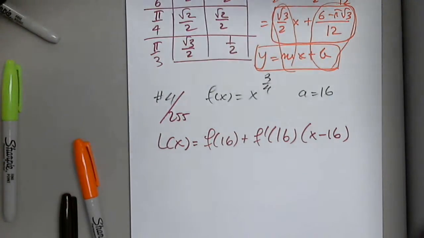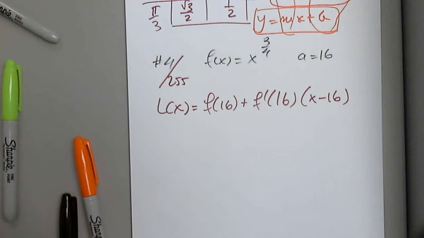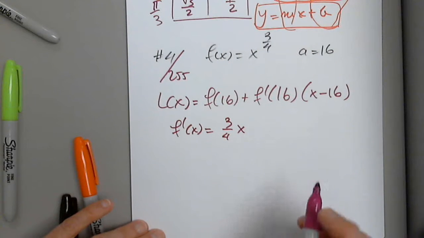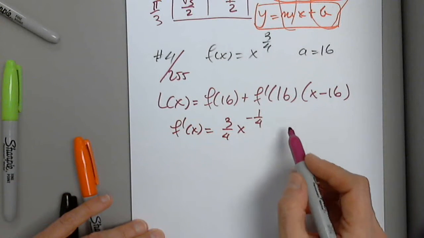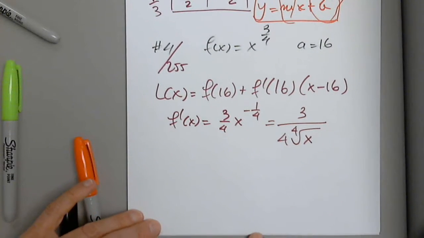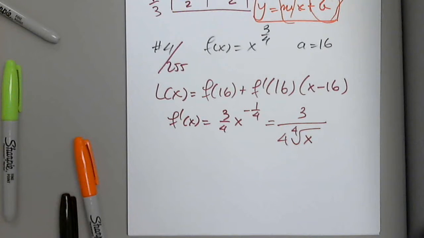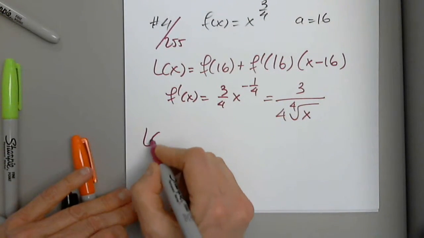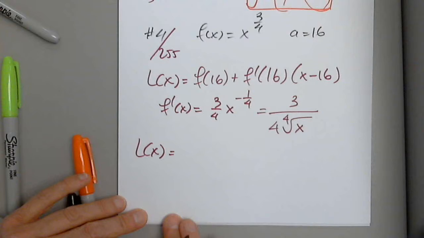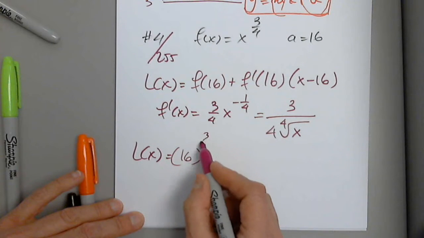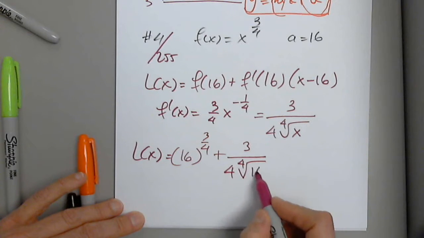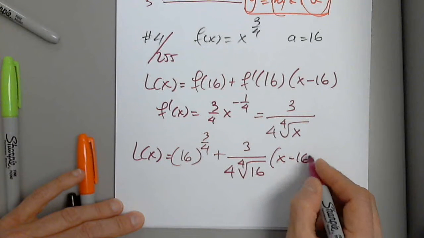Are you with me? Is this okay? Yes? Okay, all I have to do is just find f prime. F prime of x is 3/4 x to negative 1/4. I would prefer writing it like this, but that's me. So then the linearization will be 16 raised to 3/4 plus 3 over 4, the 4th root of 16, times x minus 16.